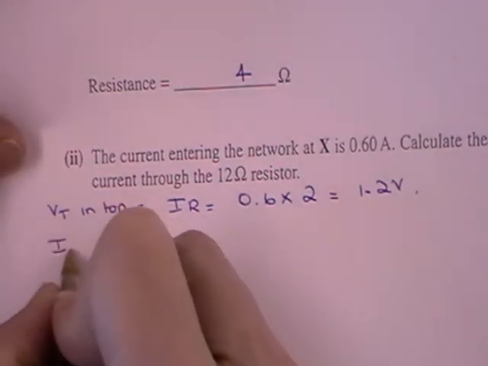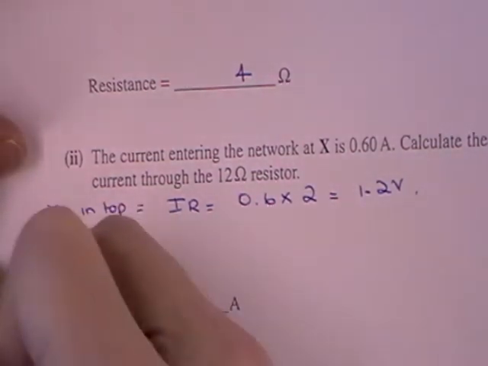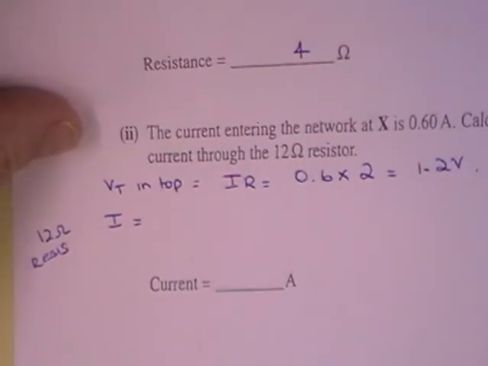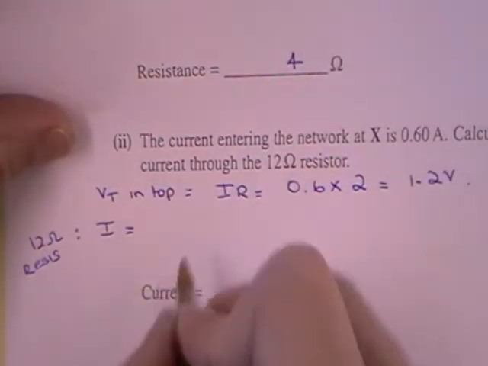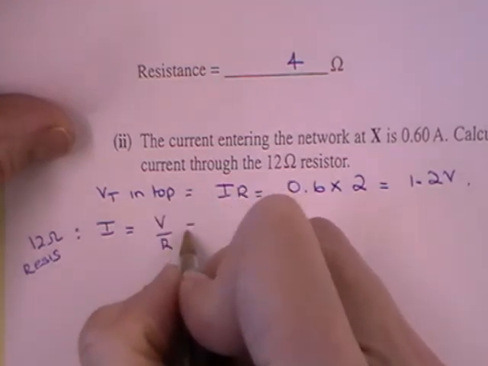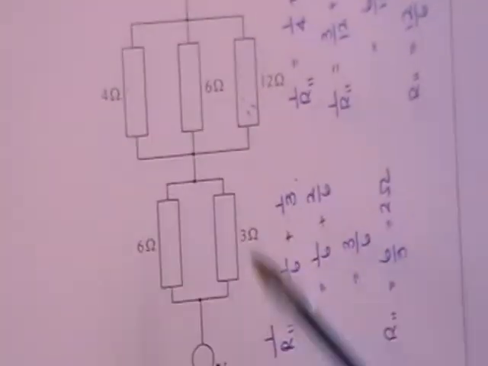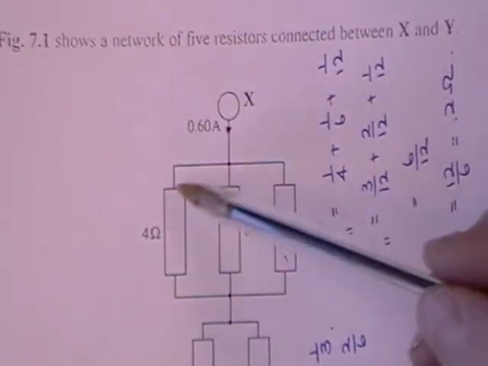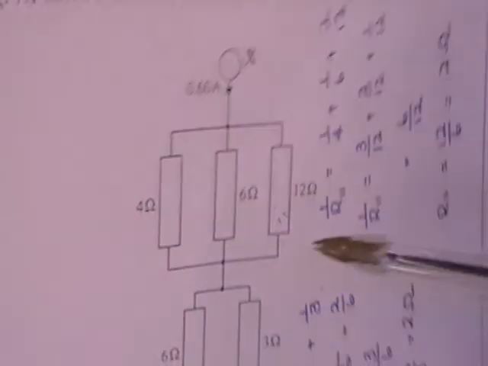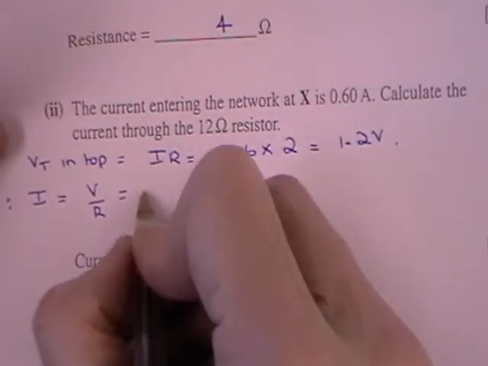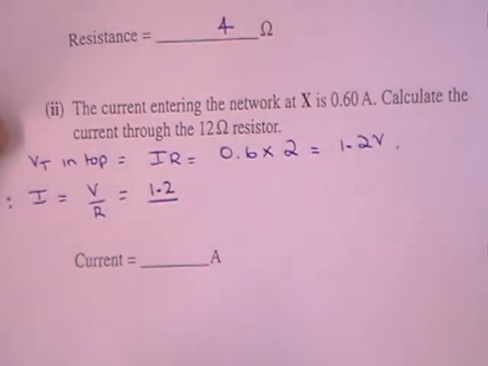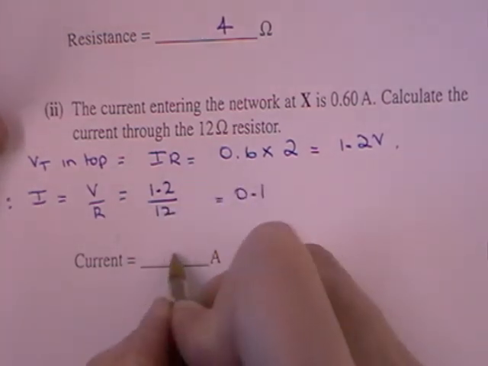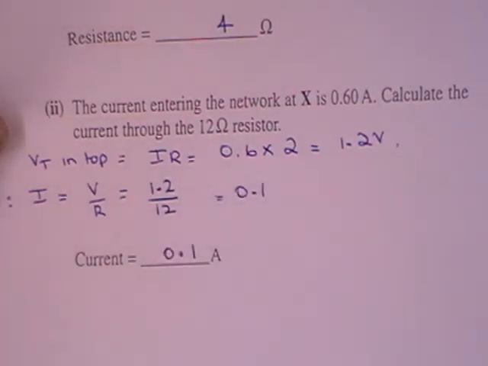I'm then going to apply this to just the 12 ohm resistor. So just the 12 ohm resistor, I is equal to V over R. So I know, because the total voltage in the top part is 1.2 volts, that means every branch of the parallel part gets 1.2 volts, and so there's going to be 1.2 volts divided by the resistance, which is 12, and that gives you 0.1 amps, and the answer is 0.1.